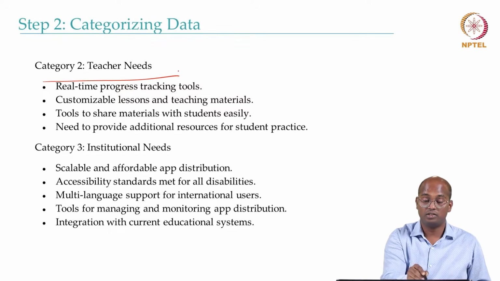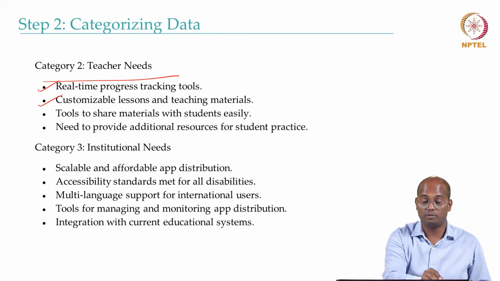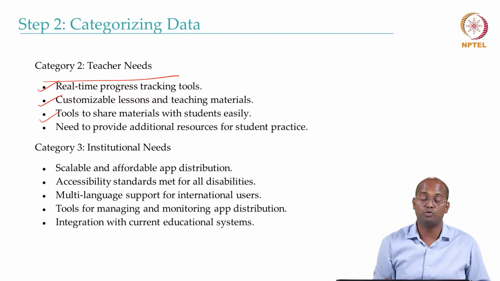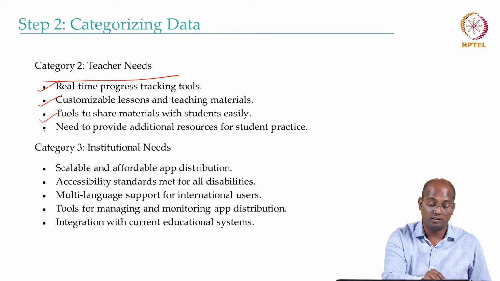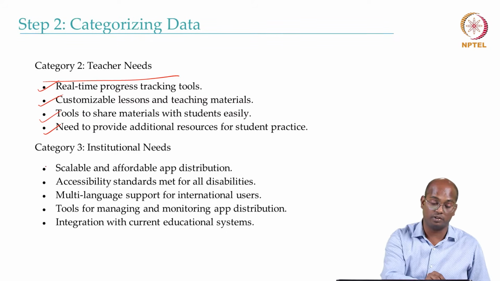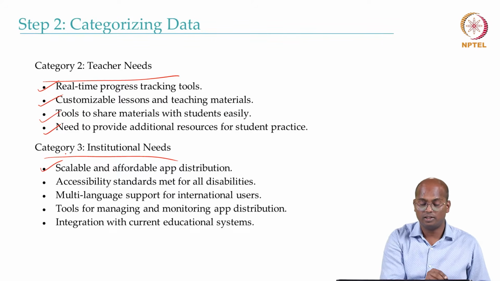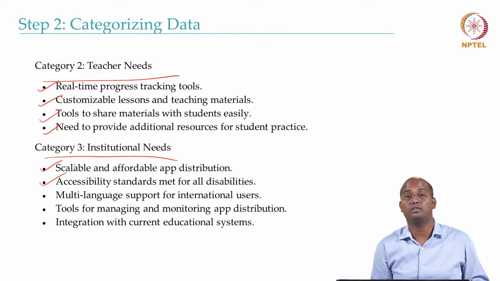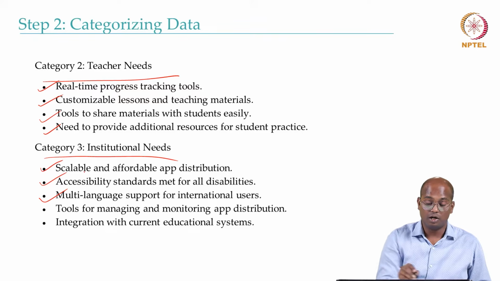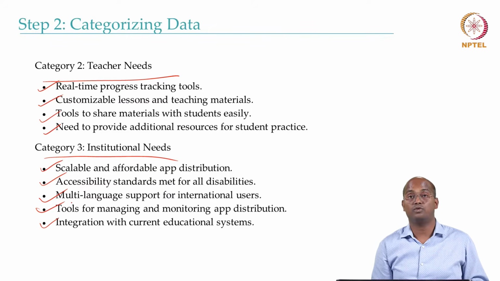So category 2 is the teacher needs, where they want real-time progress, customized lessons and teaching materials, tools to share materials with the students easily, and need to provide additional resources for student practice based on their performance. Category 3 is the institution need, as we discussed. They require scalable and affordable app distribution. Accessibility standards should be met. Multilingual support should be there. Tools for managing and monitoring app distribution. Integration with the current education system.